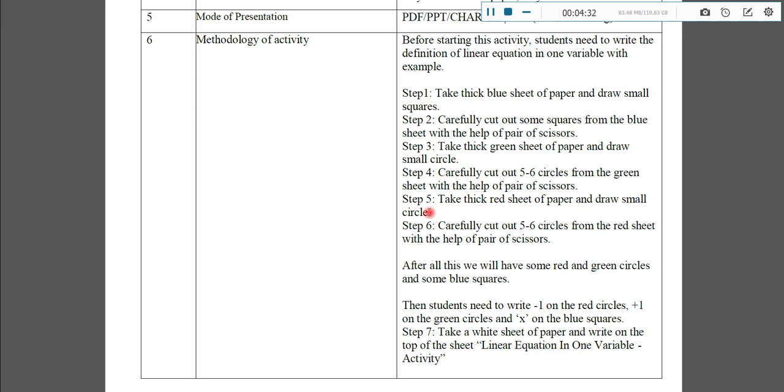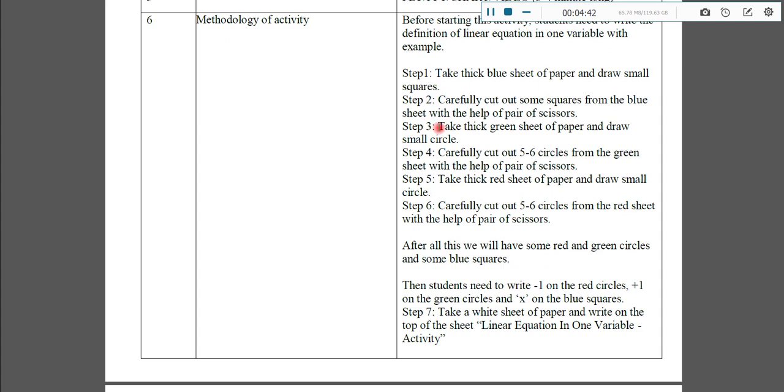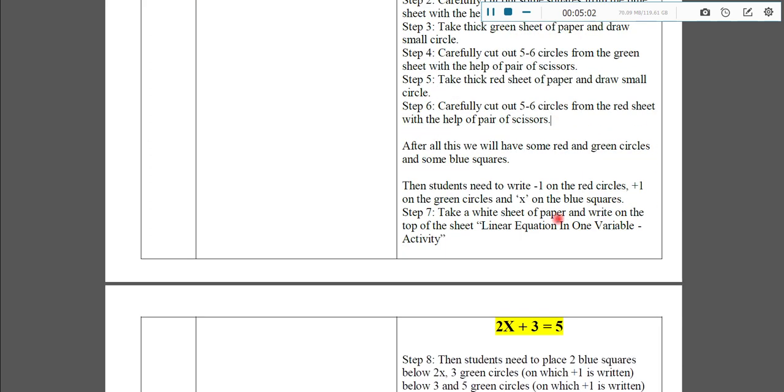So step 1, step 2, I think these steps are clear to you, that you need to draw some squares and some circles. Similarly, in the third step, take a thick green sheet of paper and draw small circles. Carefully cut out 5 to 6 circles from the green sheet with the help of a pair of scissors, right? Similarly, you need to take a red sheet of paper and draw some circles. Carefully cut out 5 to 6 circles, as I have already explained to you.